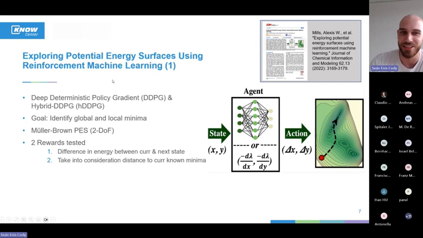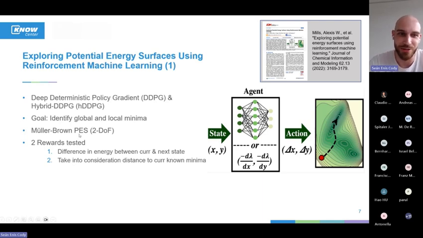And we found this paper, which is really nice, where they use a different algorithm that learns the policy directly, but everything else should be easily transferable from what I've said. The authors used deep deterministic policy gradients, which is essentially learning the policy, how to move to the global minima. They also investigated a hybrid DDPG. They looked at the Muller-Brown potential energy surface in 2 dimensions, and they believe this can be done in higher dimensions, but for the sake of argument, they focused on only 2 for demonstrating the potential.